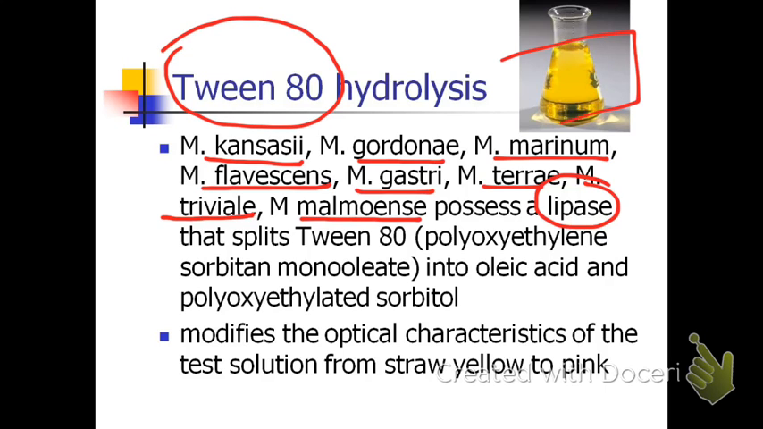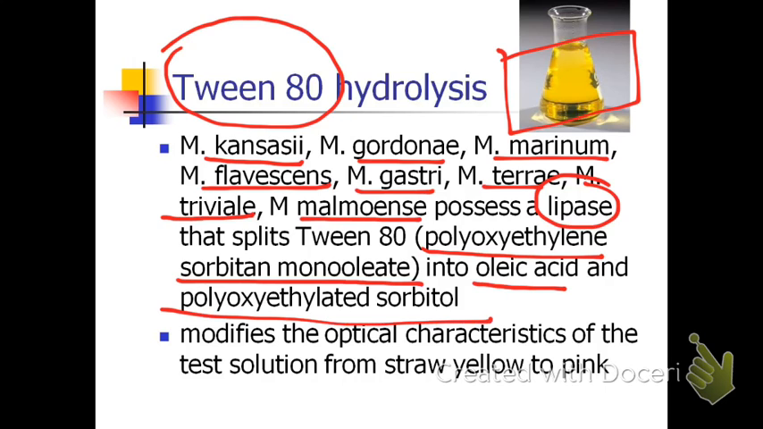So this one, Tween 80, or the polyoxyethylene sorbitan monooleate. Once this lipase enzyme from the organism splits Tween 80, the products would be oleic acid and polyoxyethylated sorbitol. This modifies the optical characteristic of the solution from straw yellow to pink. So this one means it is uninoculated yet, so it's straw yellow. Then eventually, if it's positive, it will become pink.